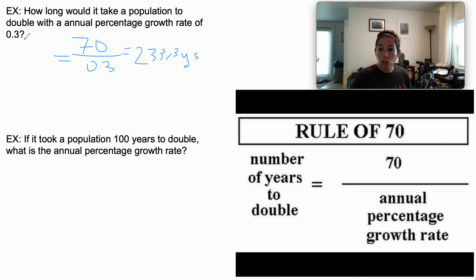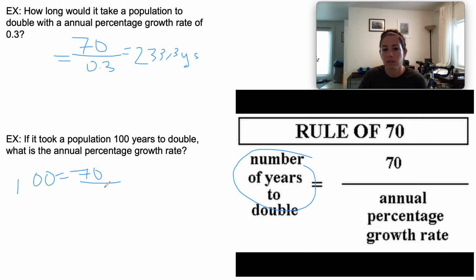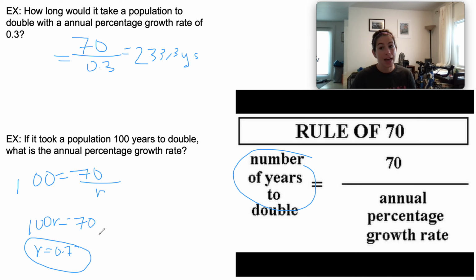Okay, so we can also do it the other way. If it takes a population 100 years to double, what is the annual percentage growth rate? So then instead of giving you the annual growth rate, I'm actually giving you the number of years to double. So 100 equals 70 over R. So we can do 100R equals 70, and then we divide 70 by 100, and we get R equals 0.7. That's it, folks.